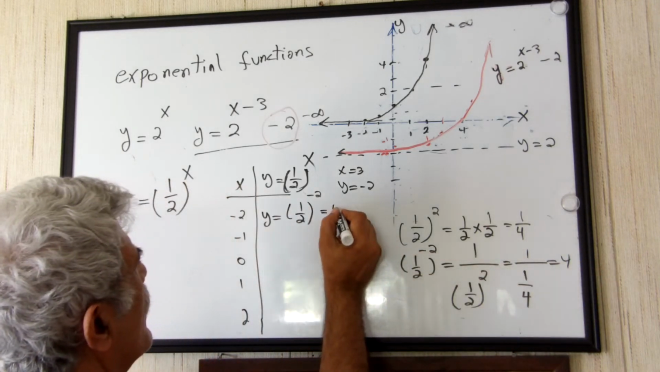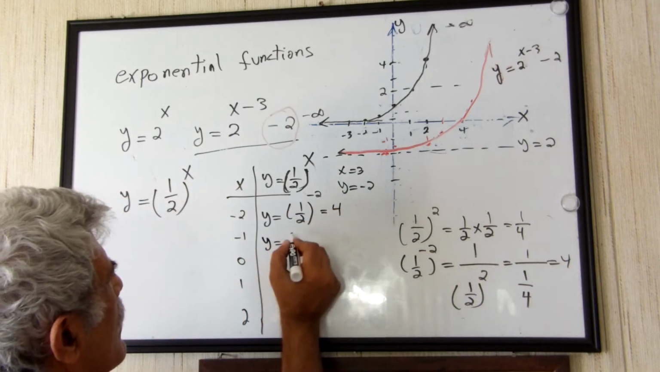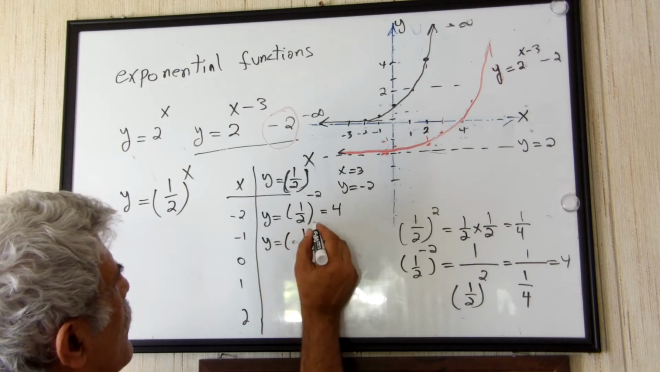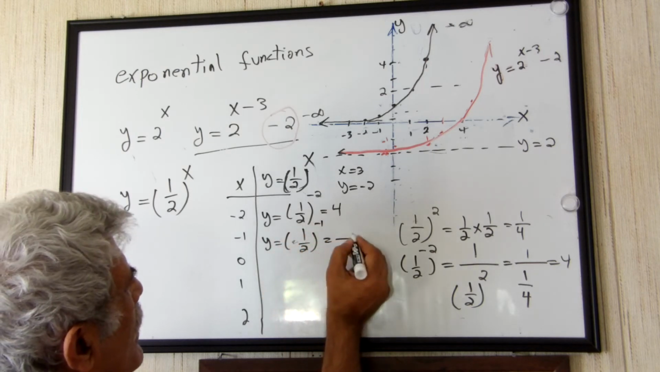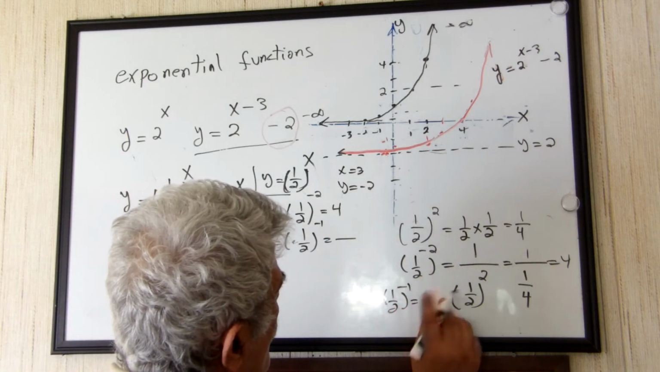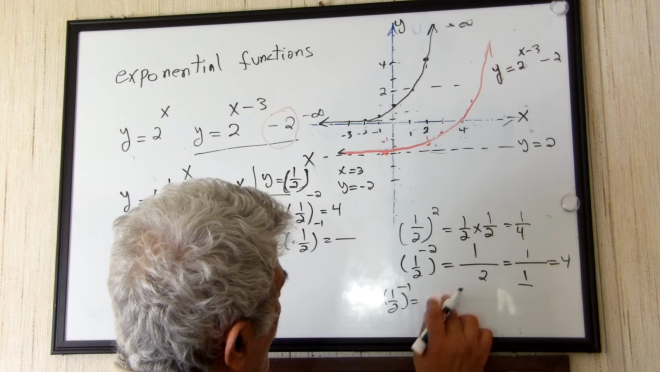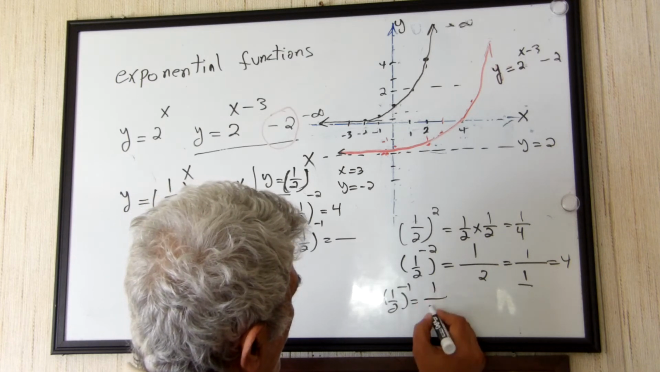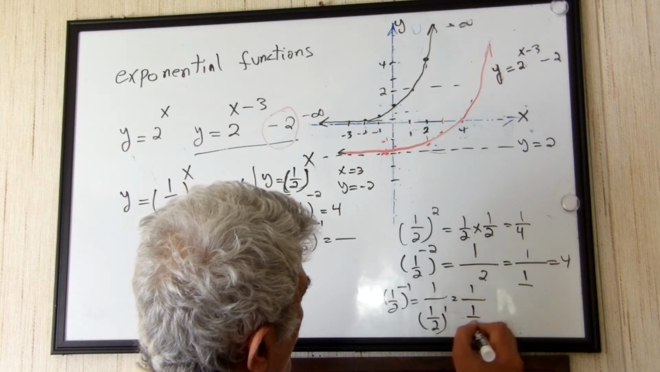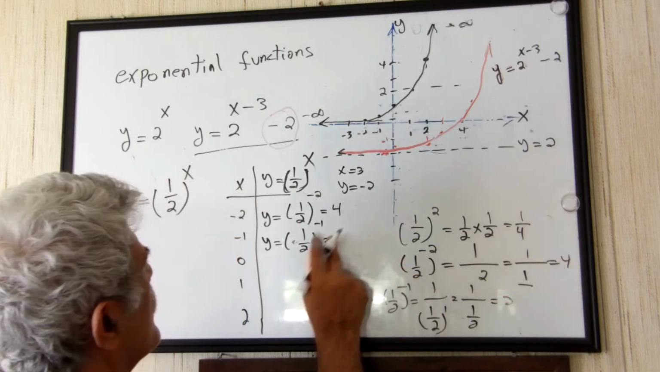So this is 4, and y is equal to 1 over 2 to the power of minus 1, which is 2 to the power of 1, which is 2. 1 over 1 over 2 is going to be 2. So this is going to be 2.